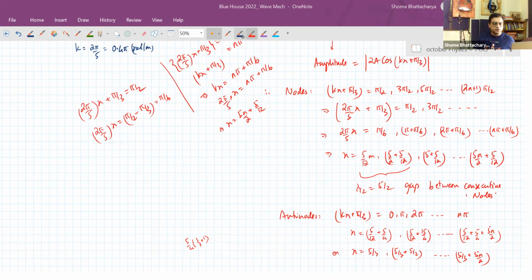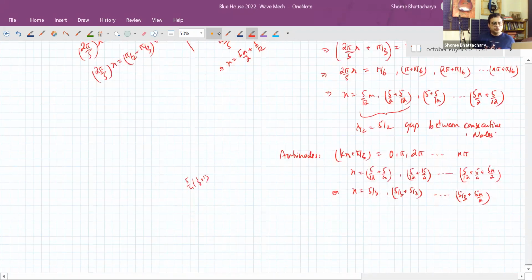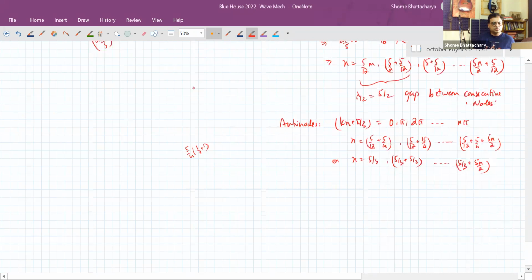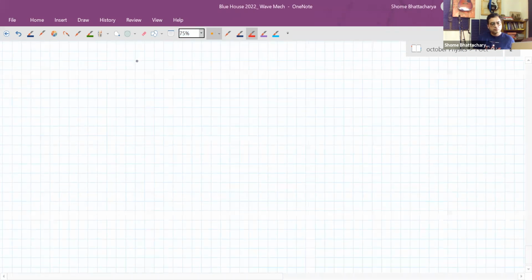Yeah, from each of the positions of the nodes, add lambda by 4. So add basically 5 by 4 to each of these. So the idea is if you are drawing the snapshot pictures, you can also understand the medium will look like this.